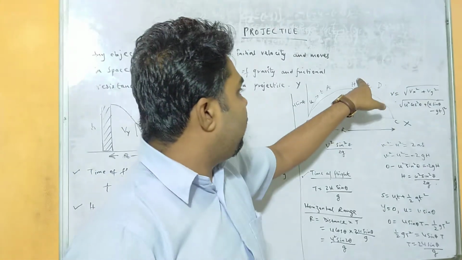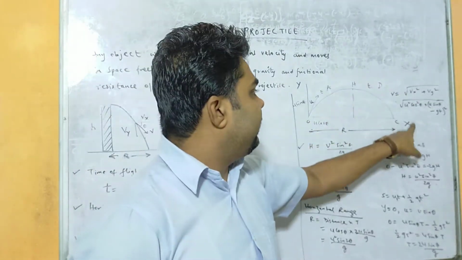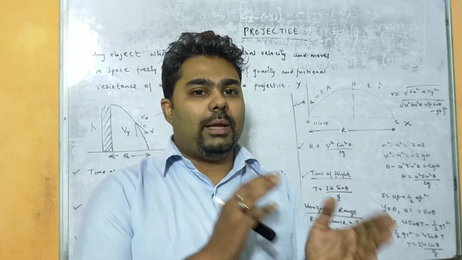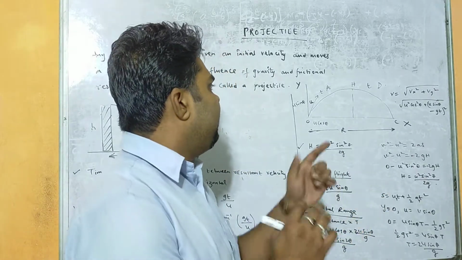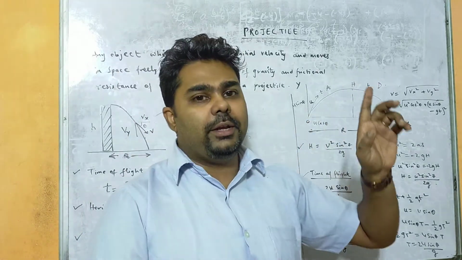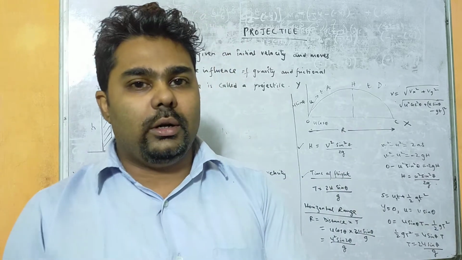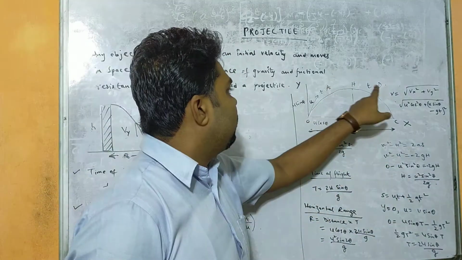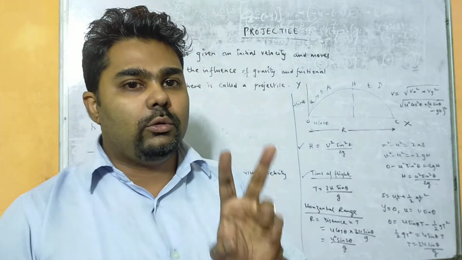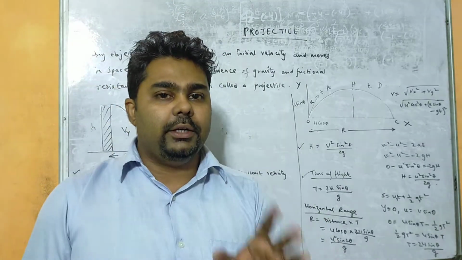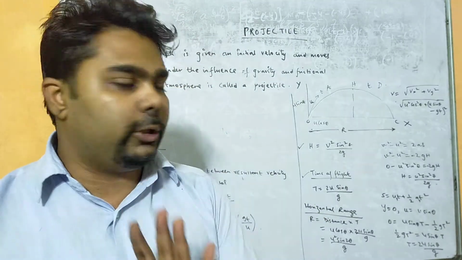Now when an object falls from the maximum height to cover a certain distance, that is called time of descent. So time of ascent and time of descent. How much time it takes to reach the maximum height, the same time it takes to reach the ground. That means small t plus small t, that is 2t, right? So capital T, time of flight, equals 2t, 2 small t, right?